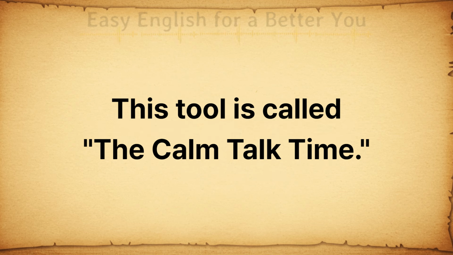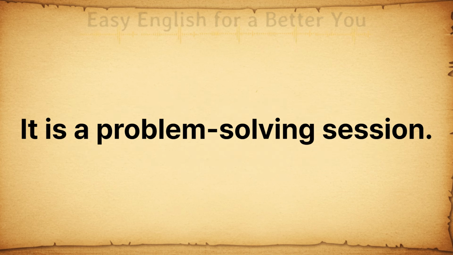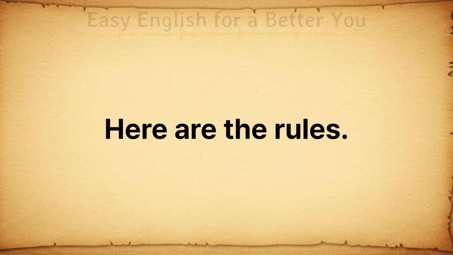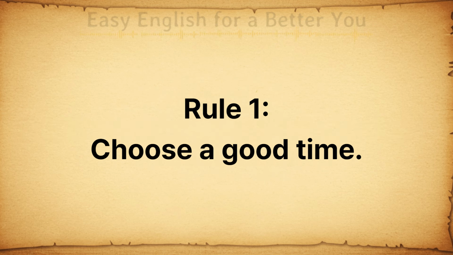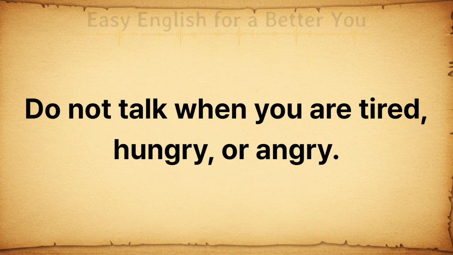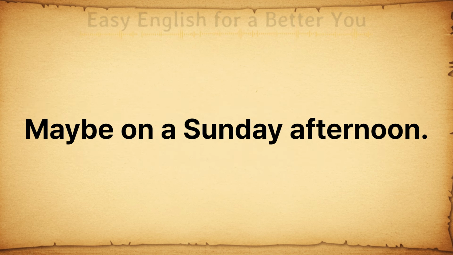This tool is called the calm talk time. A calm talk time is a planned meeting with your partner. It is not a fight. It is a problem-solving session. Here are the rules. They are very important. Rule 1. Choose a good time. Do not talk when you are tired, hungry, or angry. Choose a time when you are both calm, maybe on a Sunday afternoon.